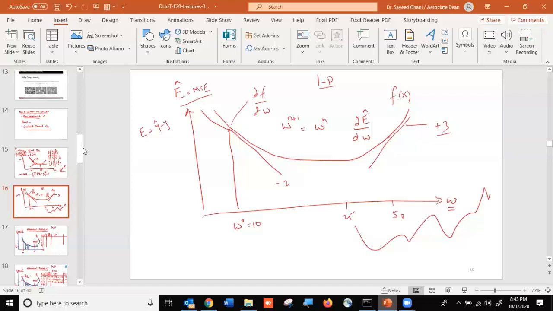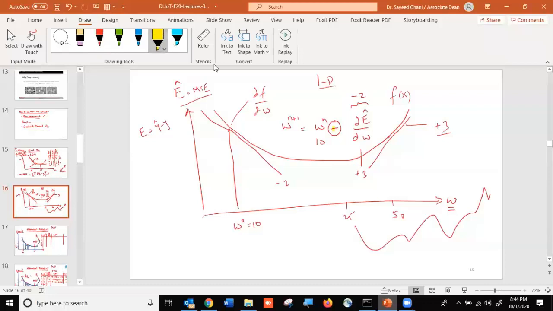Now, should there be a negative sign over here or a positive sign? Negative. Why is that? Because when this is negative, so let's say it was -2, we need to increase wn, right? If this was 10, we need to actually go in the positive direction. If this slope was positive, if it was +3, we need to go in the negative direction. So in other words, we need to go in the opposite direction of the slope. So this has to be negative, very important.